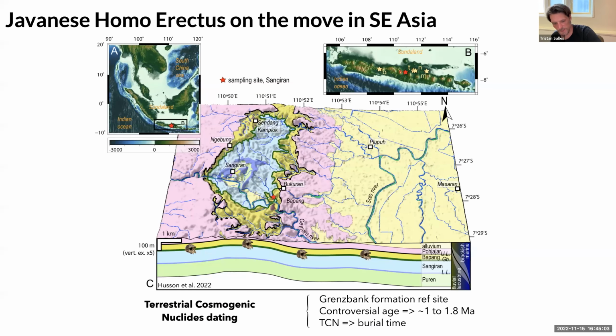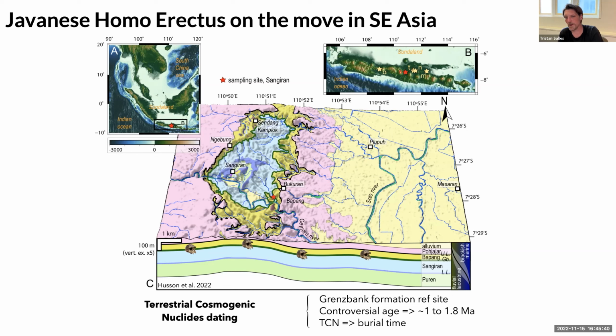Another example, and this is the last example, I've got 15 minutes, is whether we can also use this map to potentially look at the migration of Homo erectus across Southeast Asia and across Sundaland. Different fossils of Homo erectus have been found in Java, but the age of this is still controversial.